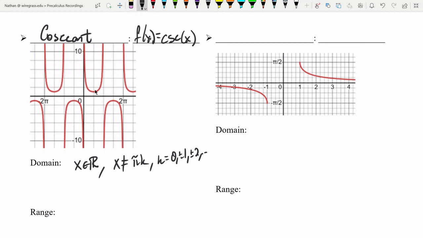The range actually bottoms out here, this is at 1. And this point here is at negative 1. So the range is everything from negative infinity up to negative 1, including it, union with 1 to infinity. It never goes between the -1 and 1 portion.